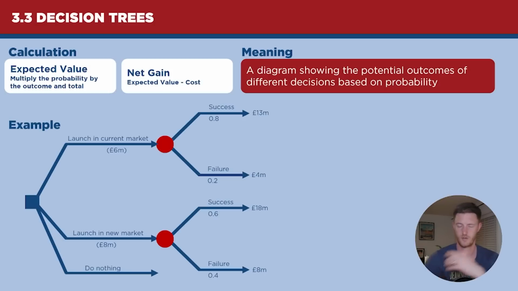The red circle, or just circle in the exam, is the chance. So we've got a chance of success of 80% and a chance of failure of 20%. If it's a success, it'll make 13 million. If it's a failure, it'll make 4 million.